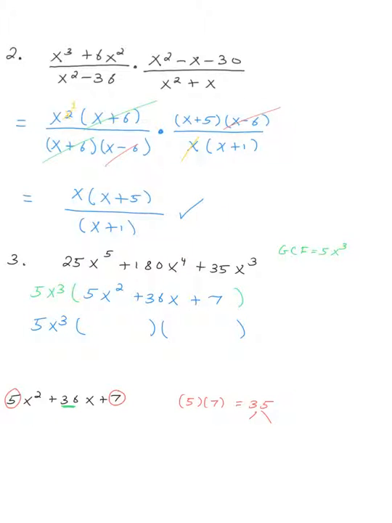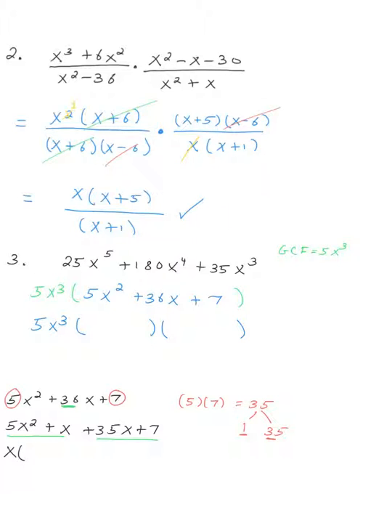I think this is going to be pretty easy. 1 and 35 add to 36. I use these two numbers to break apart 36 as follows. I get 5x squared plus 1x, which I'll just put x, then plus 35x plus 7. I'm now going to remove the greatest common factor from the first and last two terms and go from there.